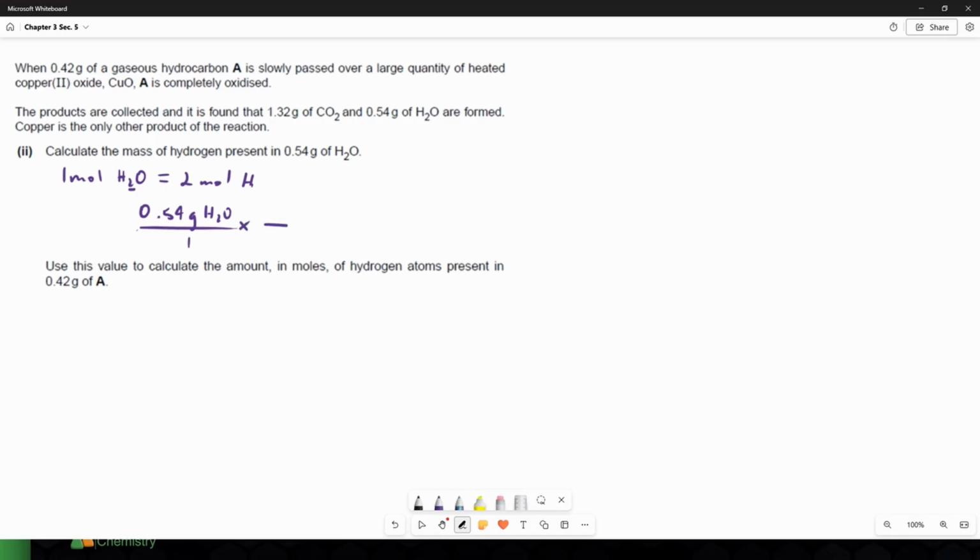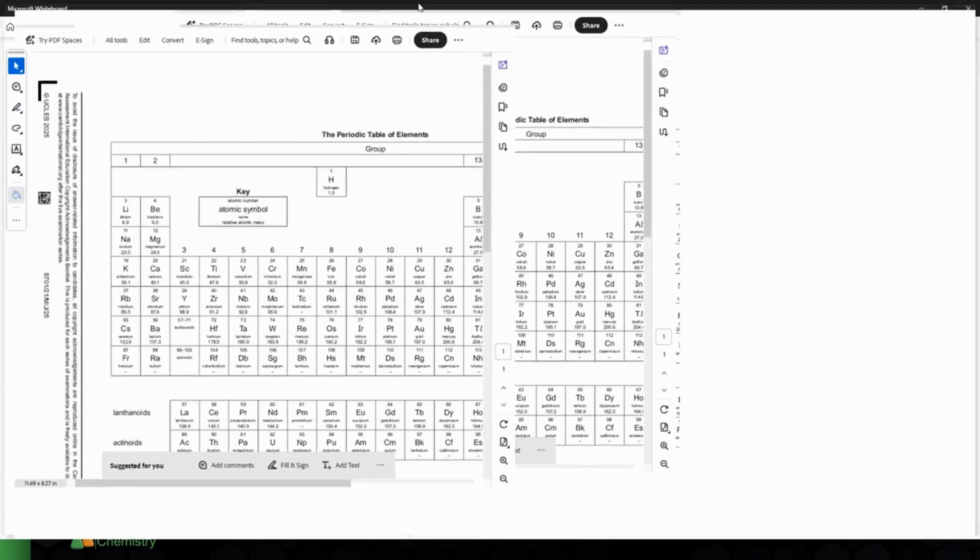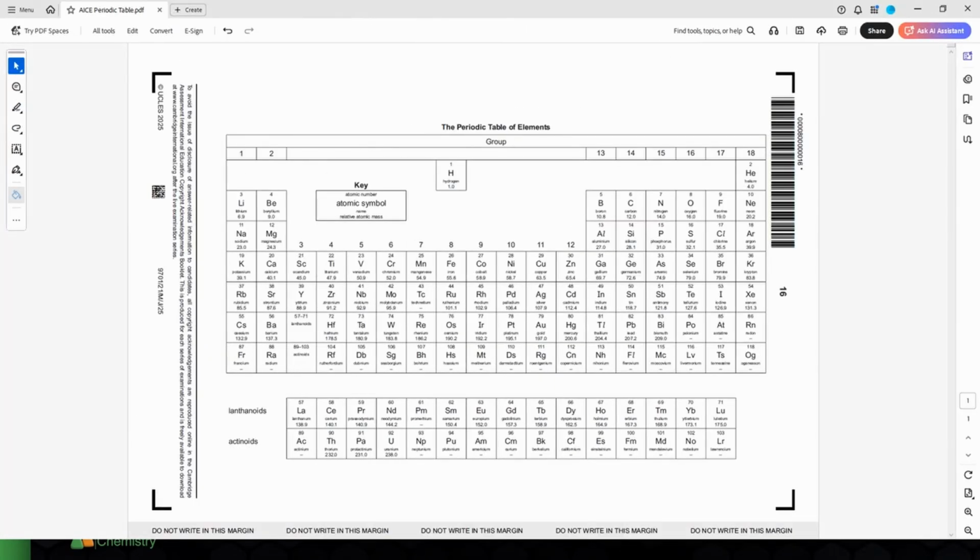If we divide that by the molar mass of water, which if we bring up our periodic table, we can look at the molar mass of water here. Oxygen has a molar mass of 16, whereas hydrogen has a molar mass of 1. So for H2O, H has a molar mass of 1.0, but there are 2 hydrogens, that means 2.0. Oxygen has a molar mass of 16. It's only 1 oxygen, so plus 16.0. That means the molar mass of water is 18.0.